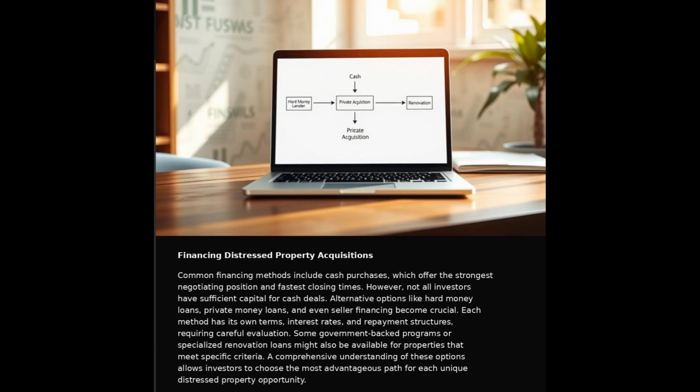Alternative options like hard money loans, private money loans, and even seller financing become crucial. Each method has its own terms, interest rates, and repayment structures, requiring careful evaluation. Some government-backed programs or specialized renovation loans might also be available for properties that meet specific criteria. A comprehensive understanding of these options allows investors to choose the most advantageous path for each unique distressed property opportunity.